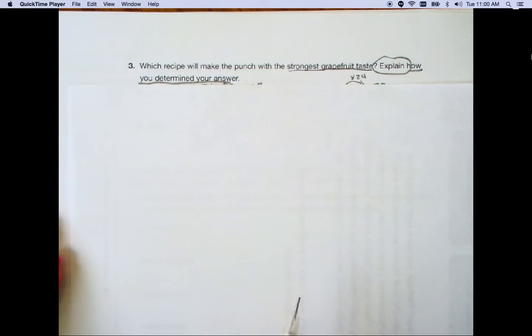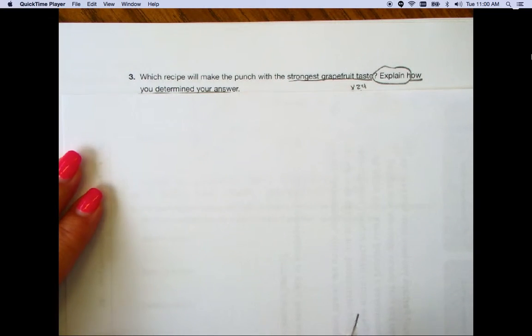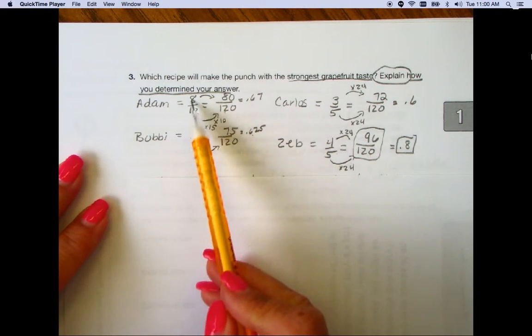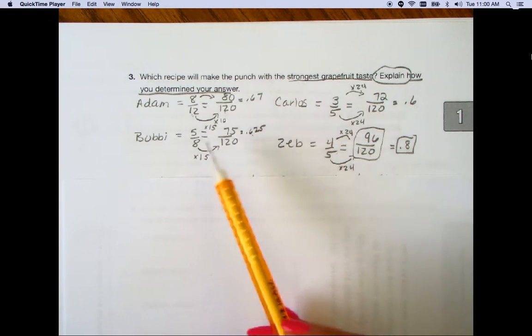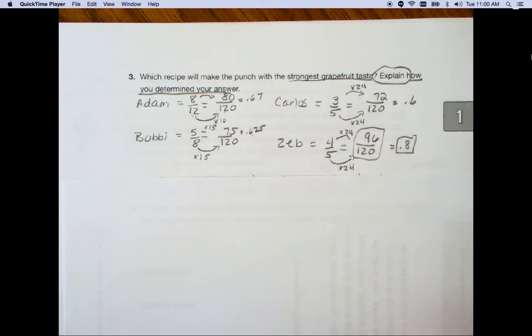Now they want to know which recipe is going to make punch with the strongest grapefruit taste, and we're to explain our answer. So I took the 4 people and I wrote those ratios, grapefruit to total, that we just found in the prior problem. Problem with that is I can't tell by looking at these fractions which is going to have the strongest grapefruit. I need to have the total parts be the same before I can compare.